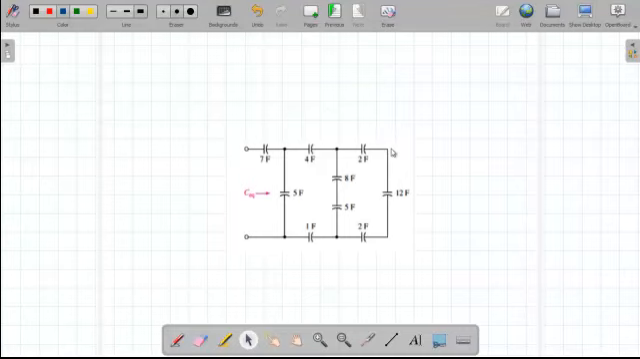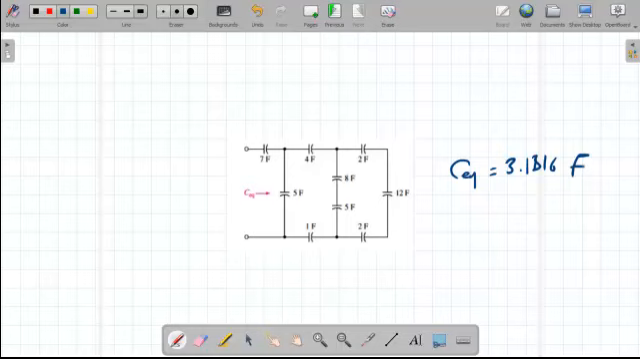The answer for this one should be C equivalent 3.316 farad. Okay, so always check the calculation and the result of the calculation.